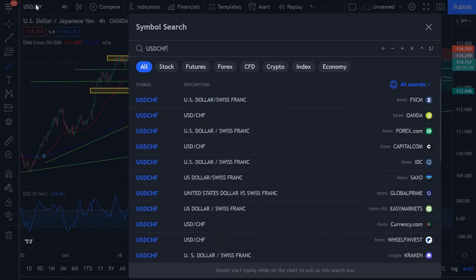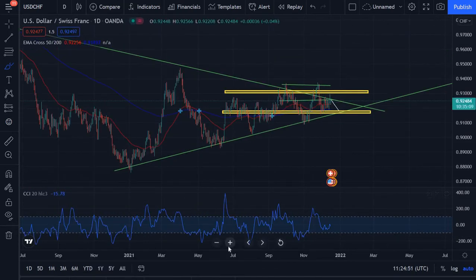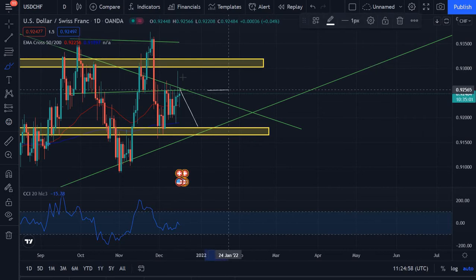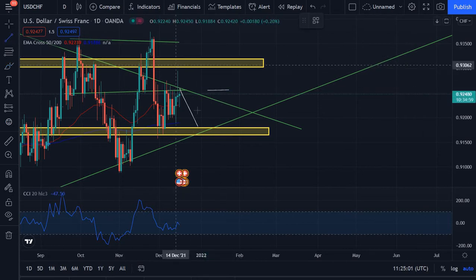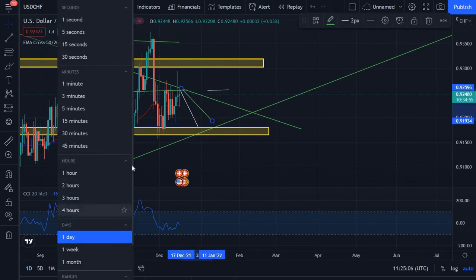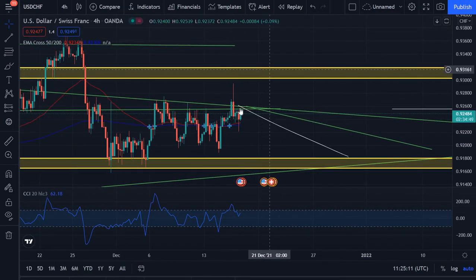Taking a look at USD Swiss franc now. We are quickly taking a look at the daily chart here, still within this triangle. We try to break out a bit to go to this resistance zone, got rejected here, and now we're continuing to the downside. On the 4-hour chart, here we are still trying to push to the resistance area, so it looks like we will break out here and go higher.